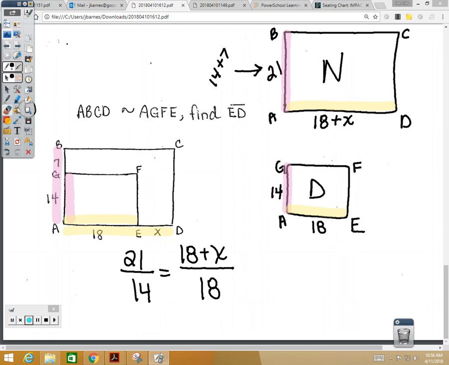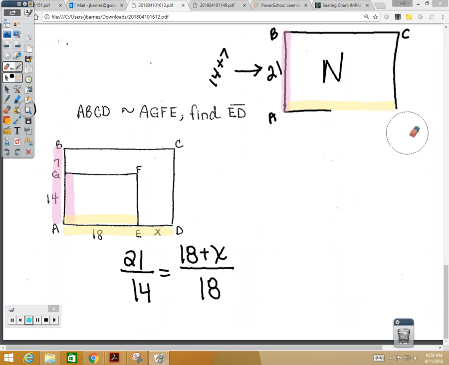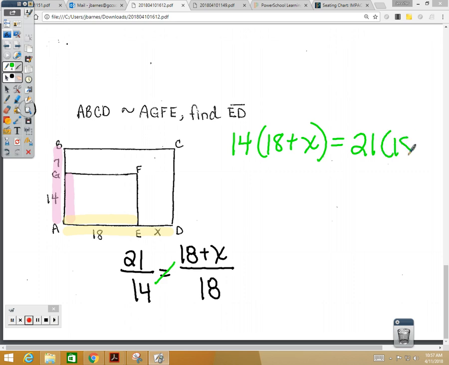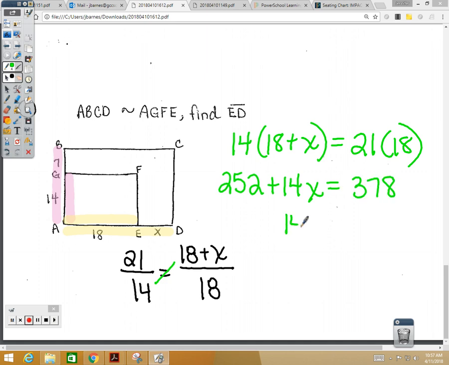I'm going to erase these pictures over here so that I actually have space to solve this proportion. Those pictures aren't really a necessity when you are solving. So I'm going to do 14 times my 18 plus x equals 21 times 18. So 14 times 18 is 252 plus 14x. We know that we could flip-flop those two terms. 14x plus 252 means the same thing. And then 21 times 18 is 378.